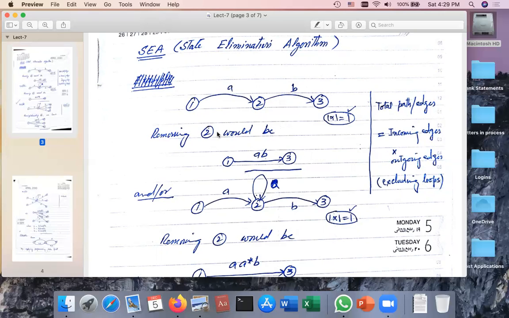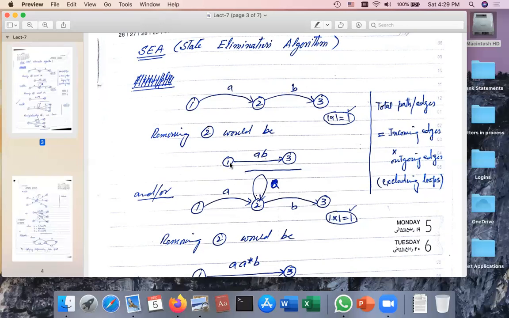So for example, now I am going to remove this state number 2, and if I am going to remove this, what is the outer degree and what is the in degree? It is 1 and it is 1. So 1 cross 1 is equal to 1. So 1 would be the edge after removing this state from this FA, like this way.